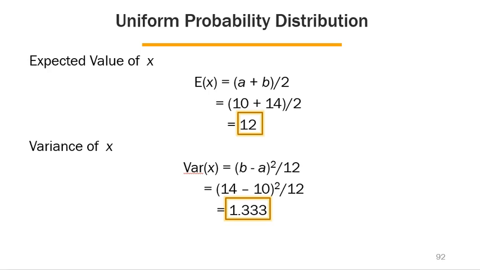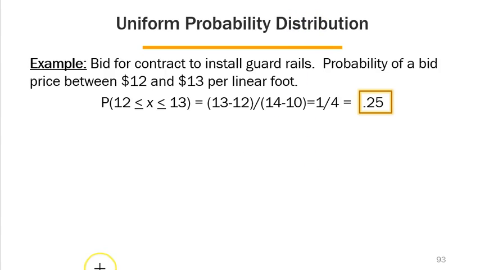So the variance, we have this formula. Maybe this looks a little unusual here, but we just had B minus A squared divided by 12. So in this case, B was the $14, A was the $10. The difference is $4. 4 squared is going to be 16. Then 16 divided by 12 here in the denominator, we get 1.333 as the variance in this example.